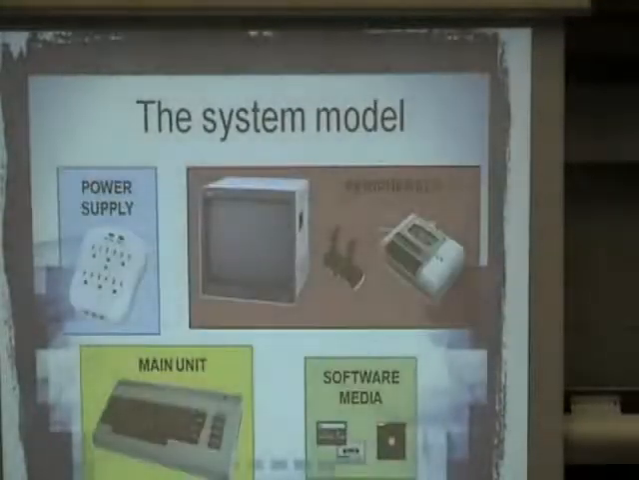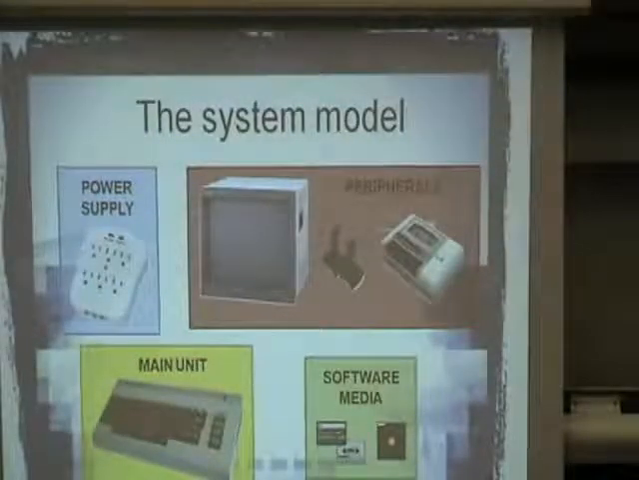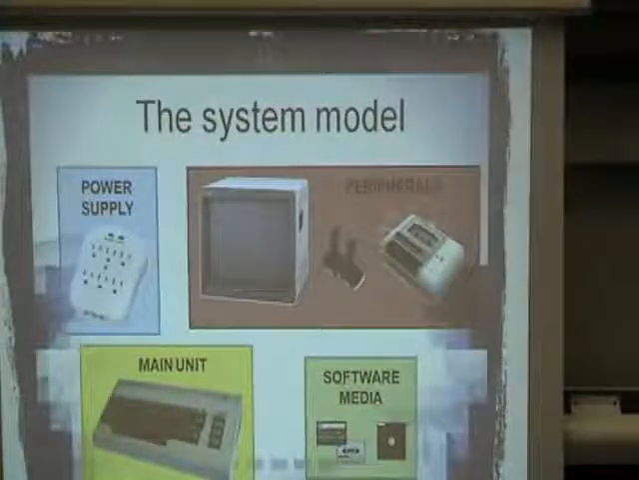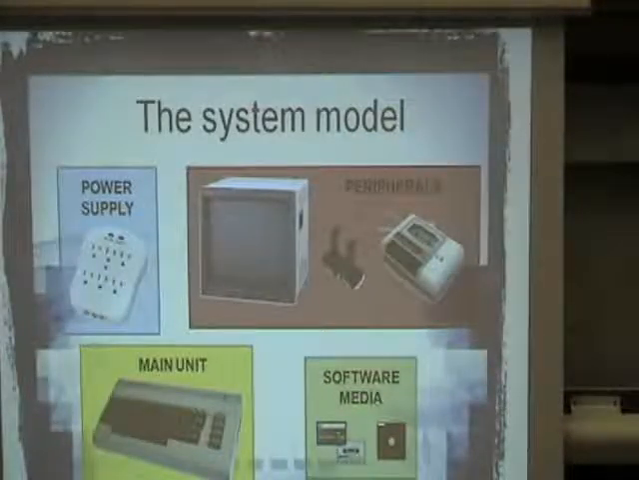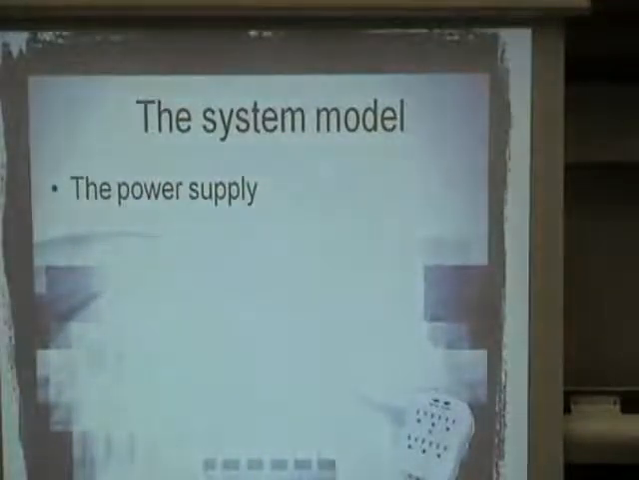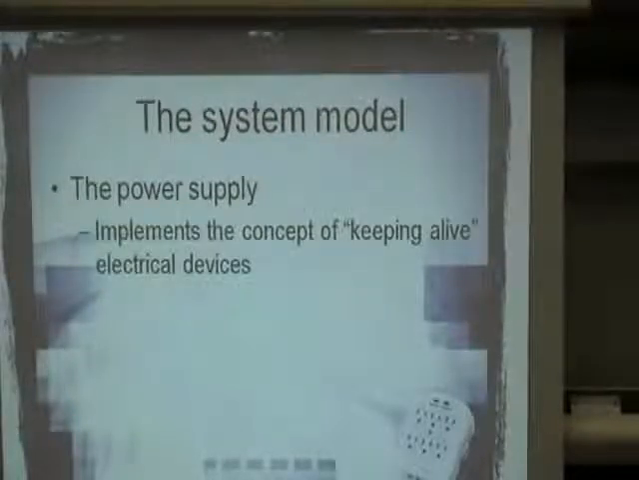Let's go into the system model. I'm going to divide these entities into four groups. The power supply, the main unit, all the peripherals, and the software media. Yes? So, let's go with the power supply. As you know, every electrical device needs something that can give power to that hardware. So this is an entity that we must represent in our model. Well, it doesn't actually model a power supply that you can see everywhere, because it doesn't model electricity and that kind of stuff. It only implements the concept of keeping an electrical device alive.